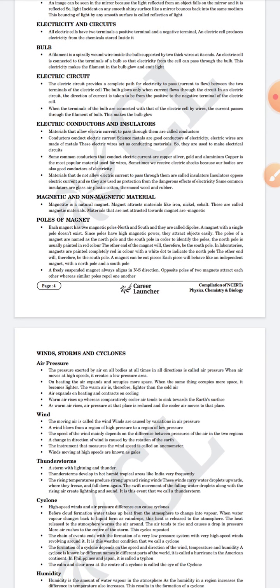Magnetic and non-magnetic material. Magnetite is a natural magnet. A magnet attracts materials like iron, nickel, and cobalt. These are called magnetic materials. Materials that are not attracted toward the magnet are called non-magnetic materials.